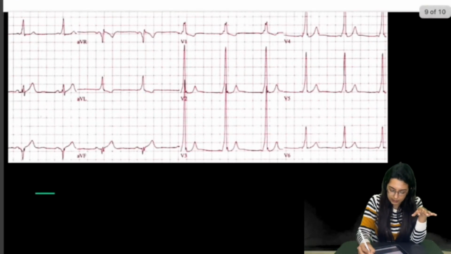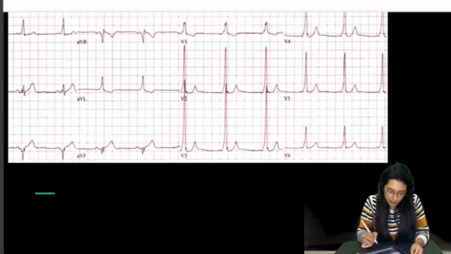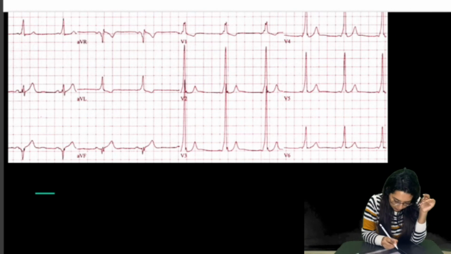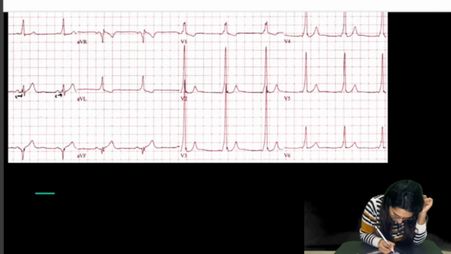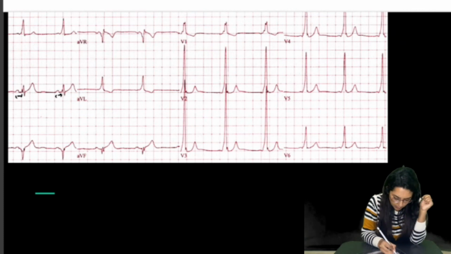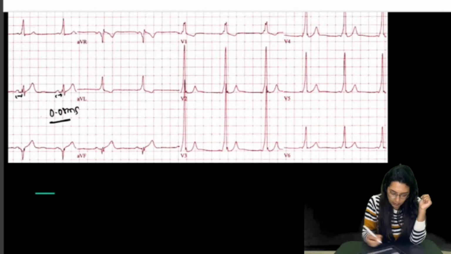Now we'll see the ECG. This is the ECG of WPW syndrome. Normally this ECG will be like this, where you diagnose, as you can see, that the PR interval is very short. Here the PR interval is decreased. It is only two small boxes, which is around 0.08 seconds. So it is a shortened PR interval.